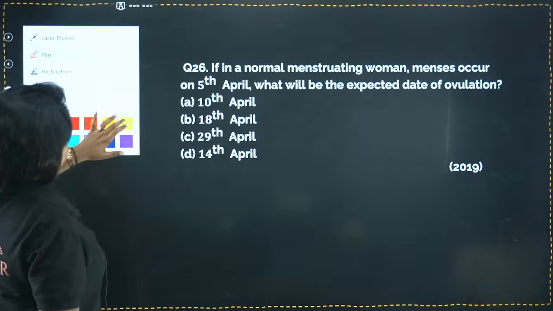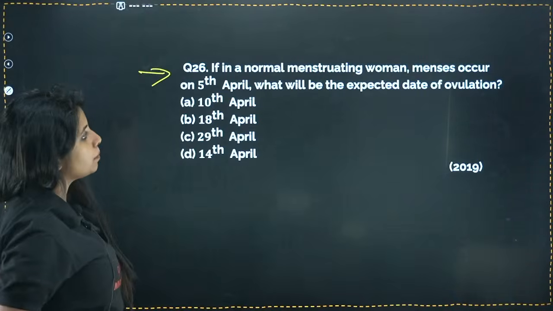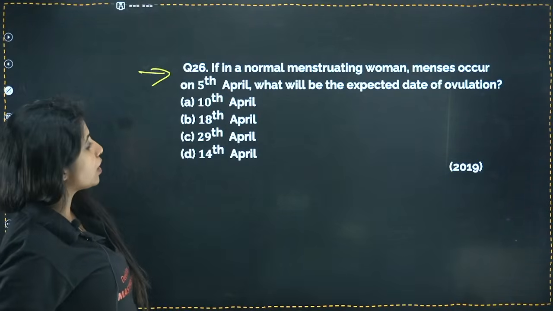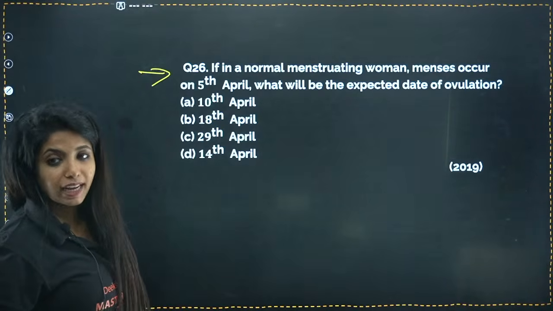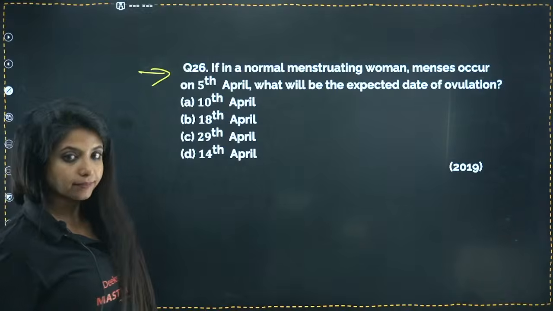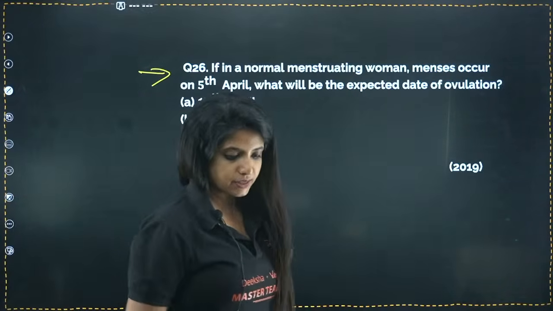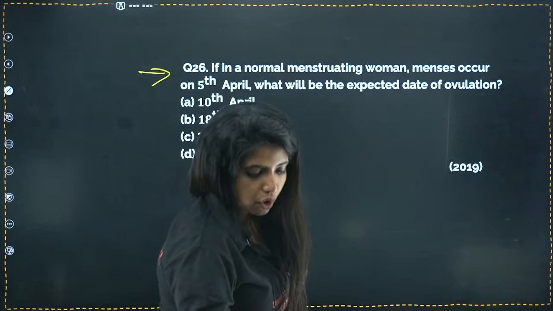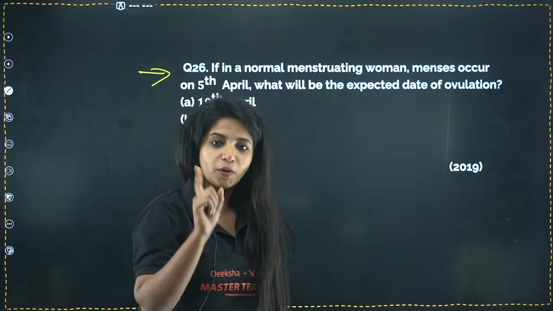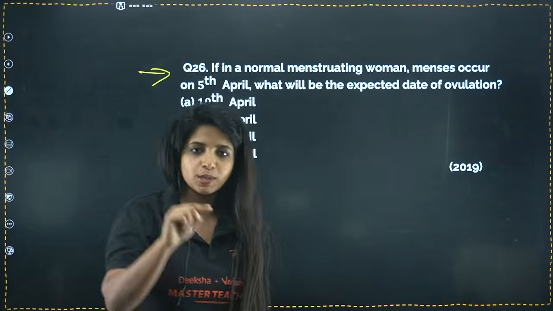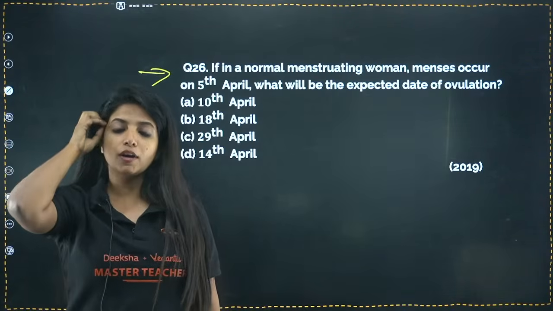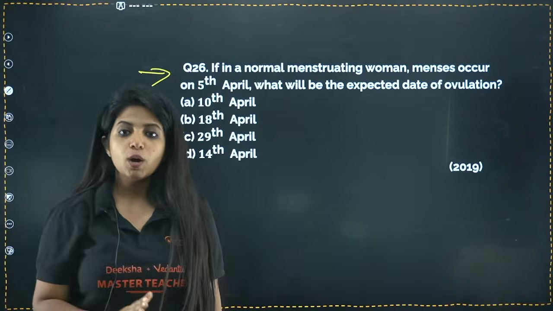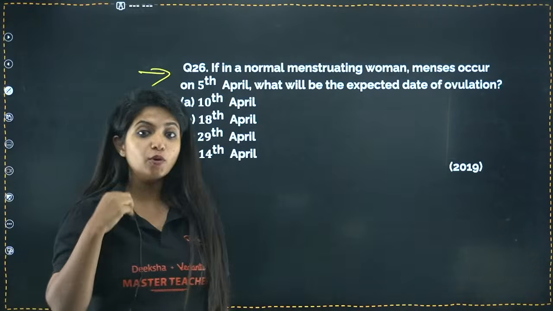Now, if in a normal menstruating woman, menses occurs on 5th of April, what will be the expected date of ovulation? Yes. Good task for all the guys out there. You should watch out for your friends who are girls. So if in a normal menstruating woman, menses occurs on 5th of April, what will be the expected date of ovulation?